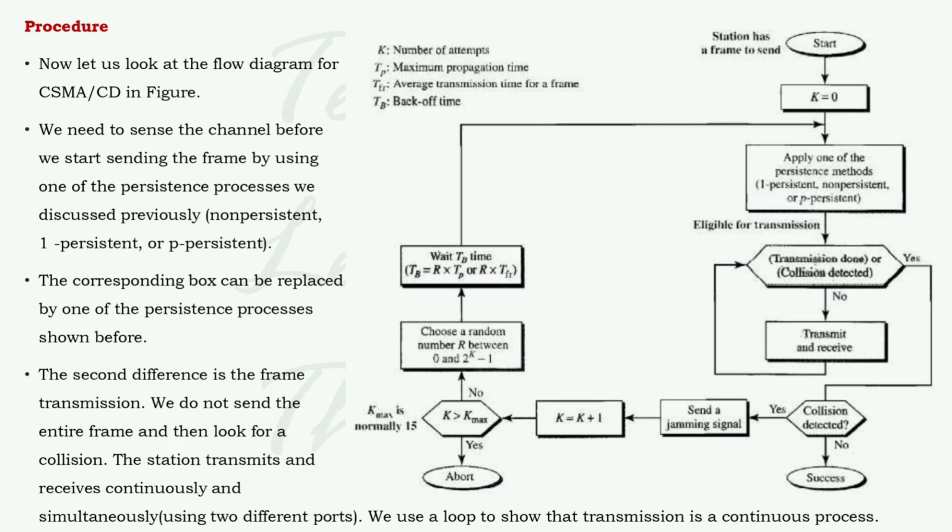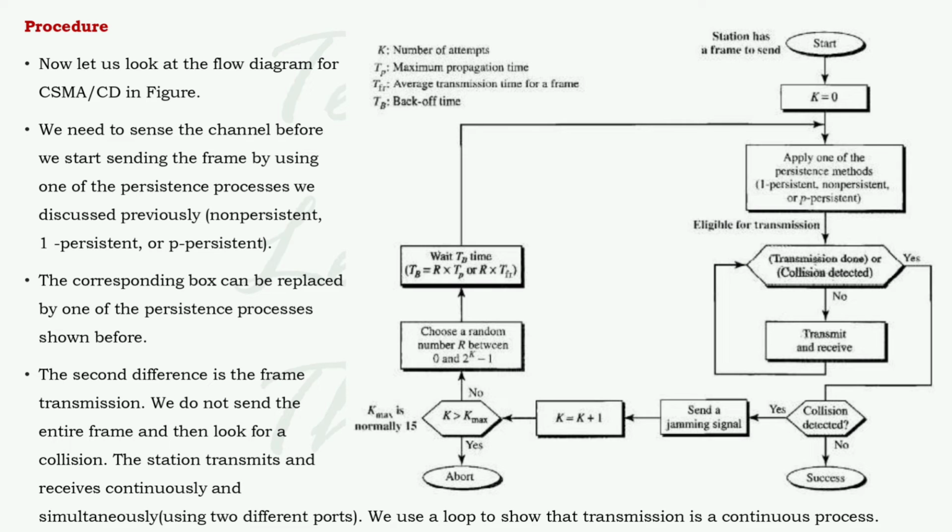And k max is normally 15. So this is the algorithm structure. And you can directly draw this figure and explain it and you will get a maximum score, I think. So now let us look at the flow diagram. I will give an exact overview of that one.